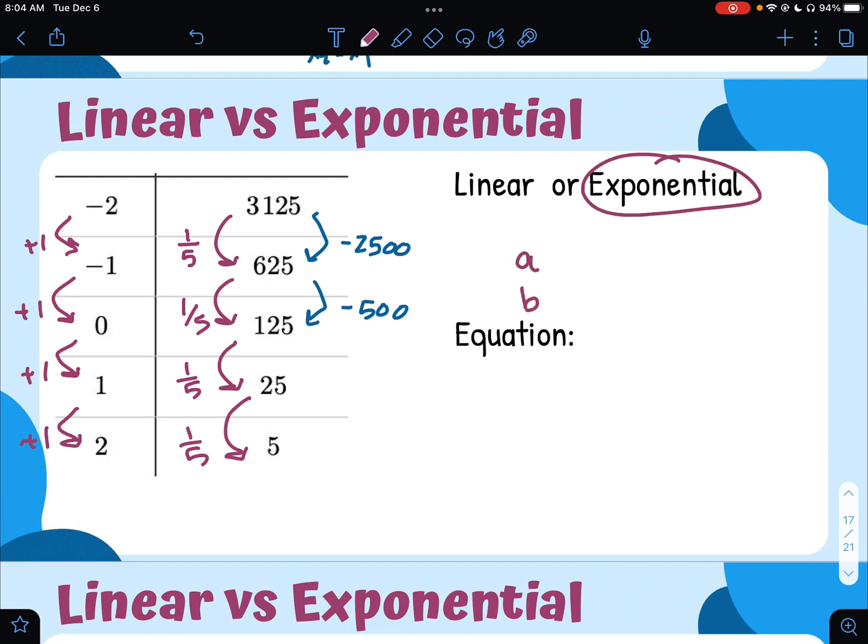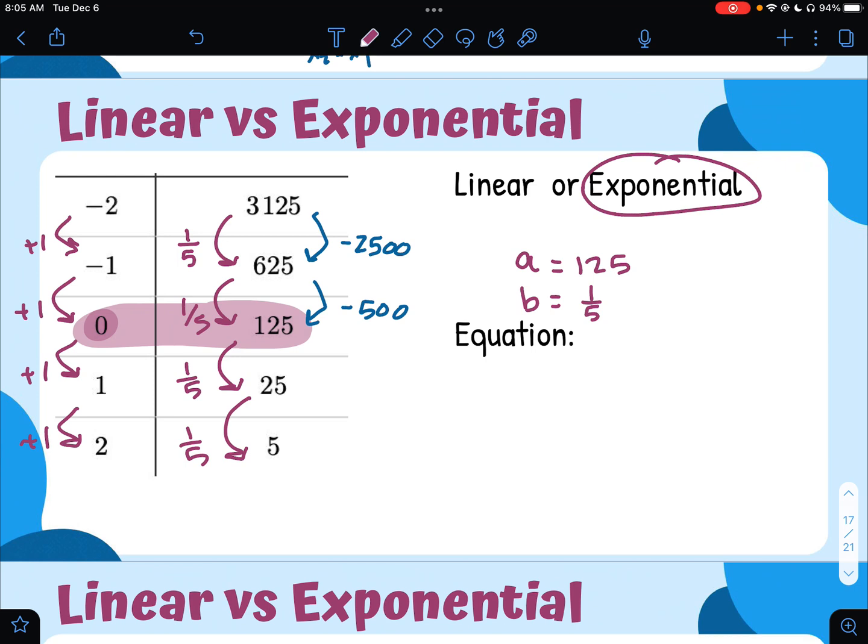We need to identify a and b. A is our initial value. Just like in the linear situation previously, we find the y-intercept. So where x is 0, that tells us that our a is 125. Our b is a factor of 1/5 because we multiply by 1/5 every time.